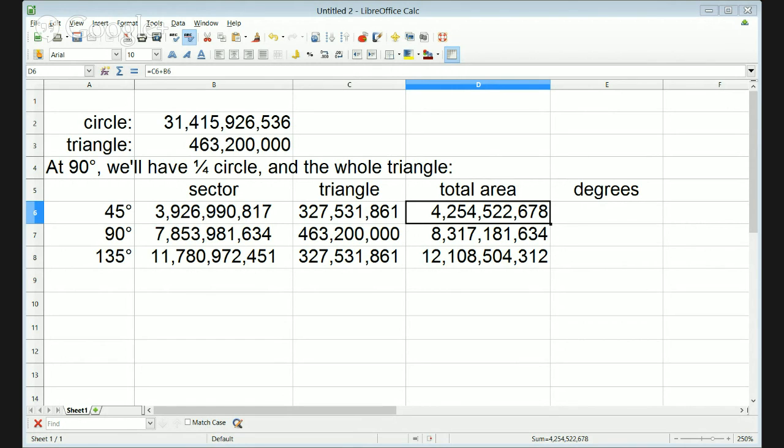So that's an area for when the circle has a radius of 100,000. We have to turn that area into a certain number of degrees to turn it into a mean anomaly.